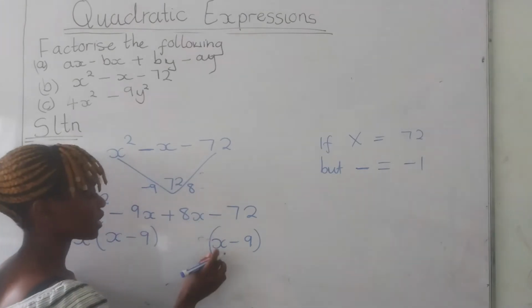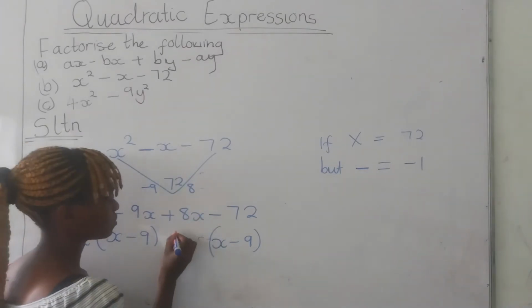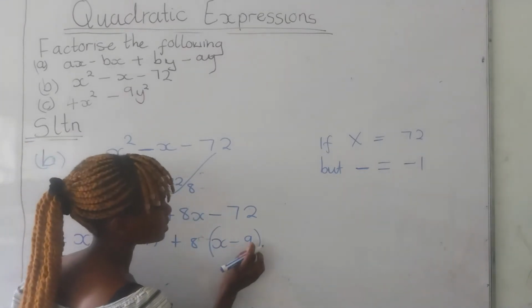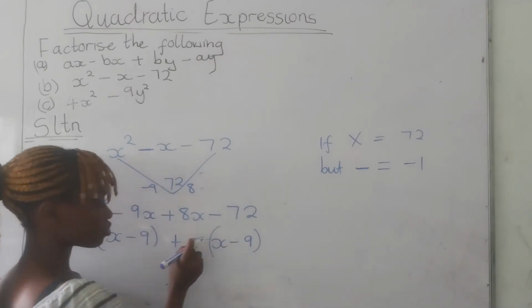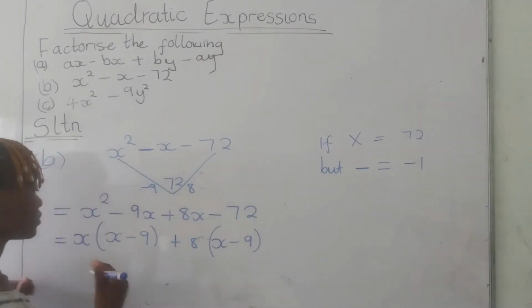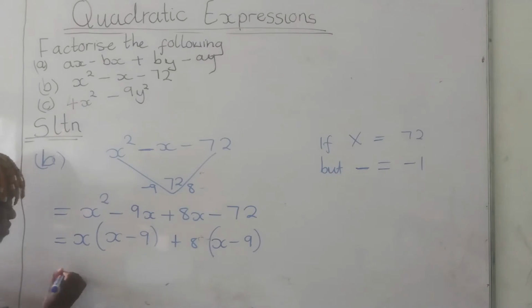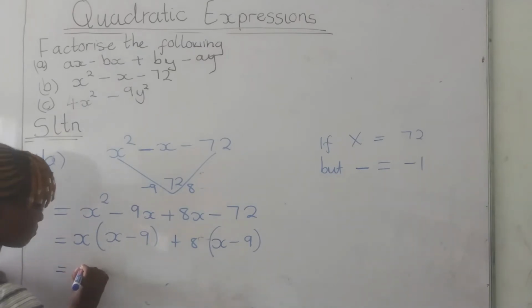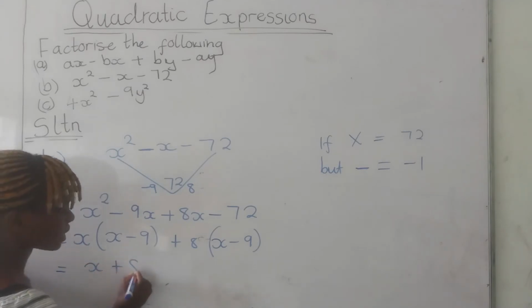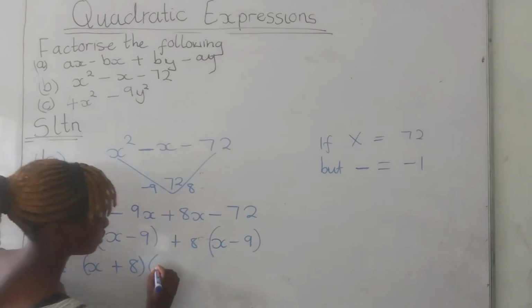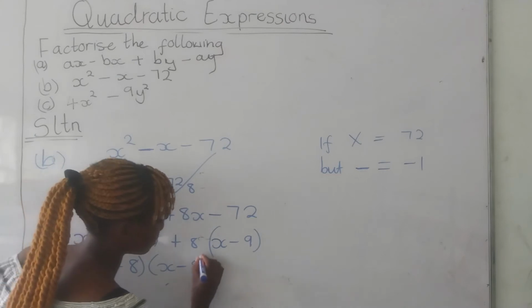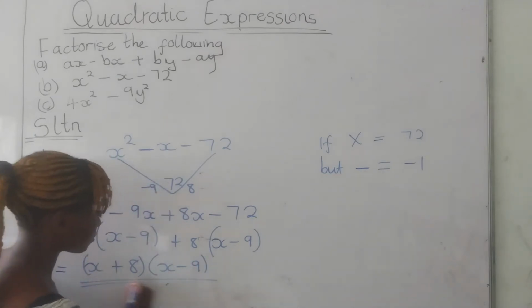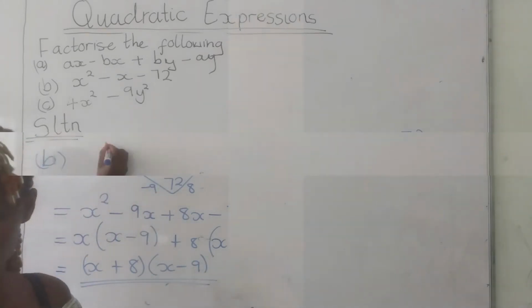So that will be x minus 9, bracket. We simplify x by x, get positive 8. Minus 9 into minus 72 also gives us positive 8, meaning that we are correct. We simplify. For this part, we put it in brackets: x plus 8 bracket and also x minus 9 bracket. So this will be the final answer.